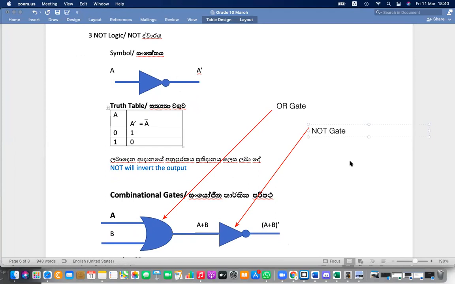I have combined OR gate and NOT gate. Some students think this part is very easy, right? Therefore, sometimes they don't even like to participate in the lesson. Logic gate.